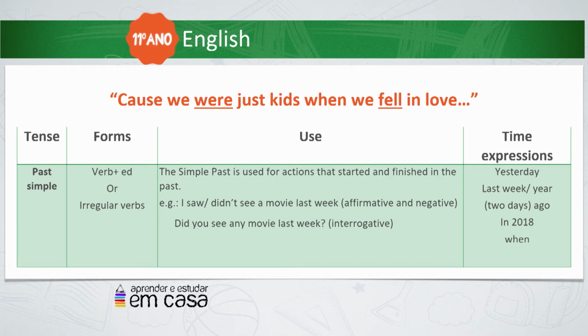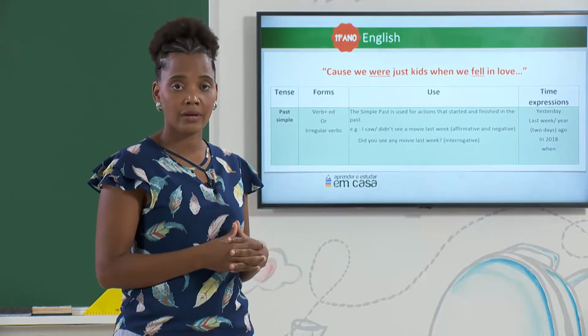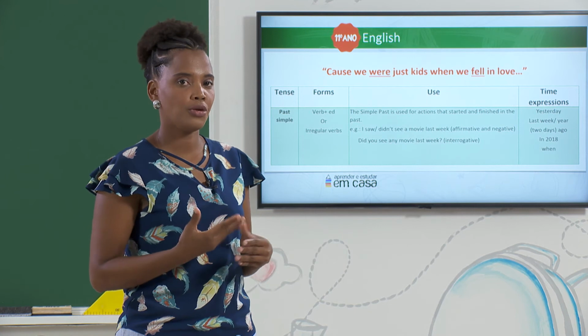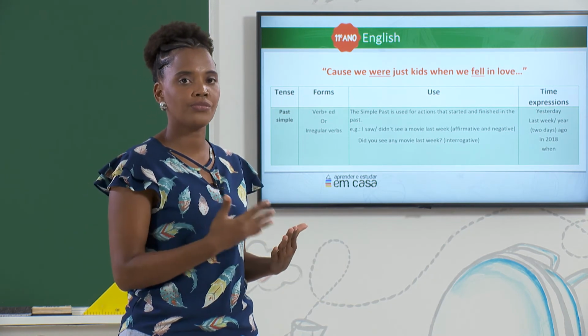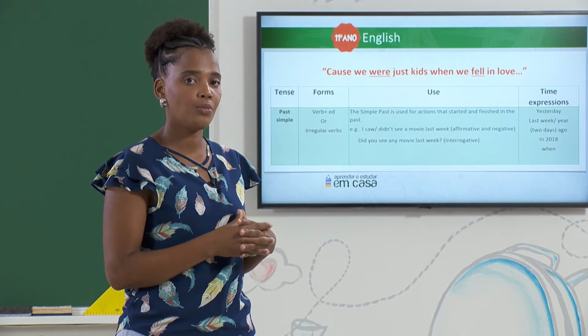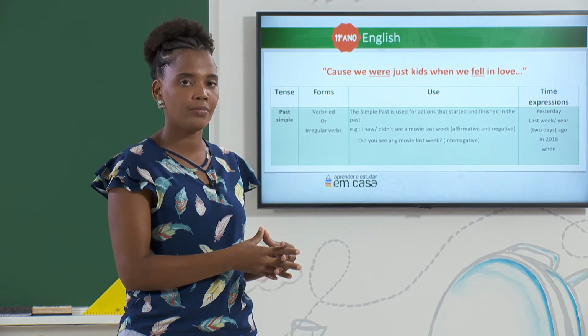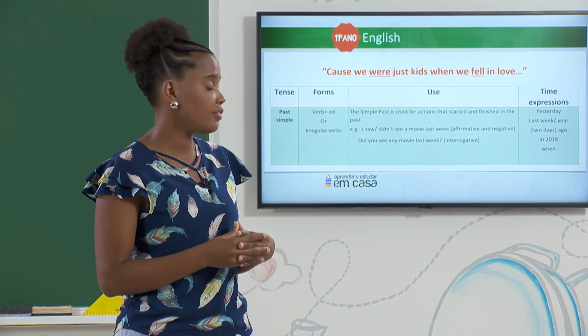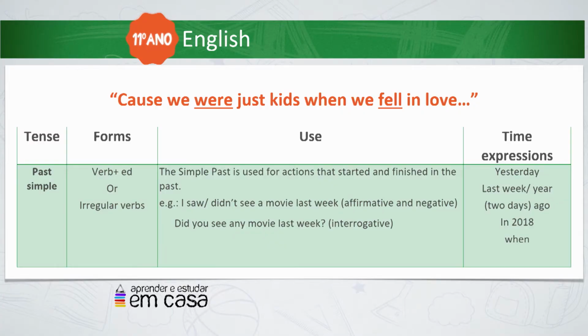We usually use it with time expressions like yesterday, last week, last year, 2 days ago, in 2018, in 2019, or with when. To form the past simple, as you know, in the affirmative we have regular and irregular verbs. The irregular verbs are those whose form changes when we are using the past simple. And for the regular verbs, we just add ed at the end of the verb in order to put it in the past. For the affirmative form, we have an example there.